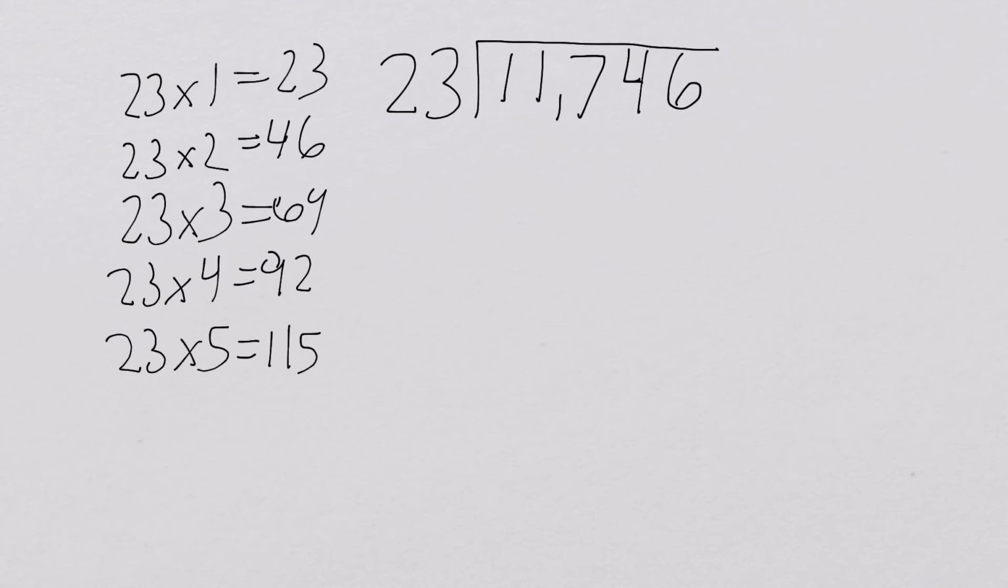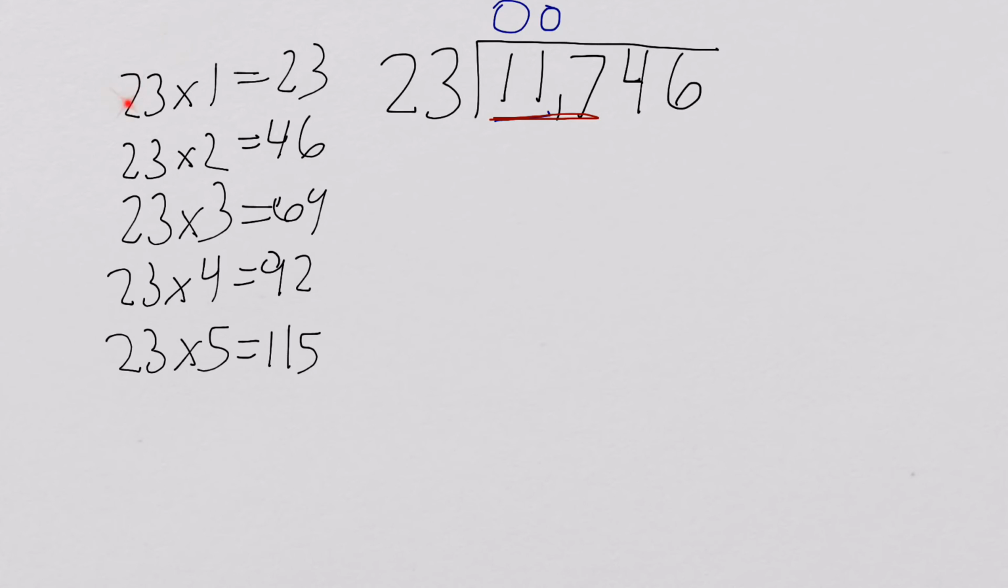Start off just like we always do. Can 23 go into 1? No. So we put a 0 up top. Now we work with 11. Can 23 go into 11? Now this is the first time where we have to say no. 23 can't go into 11, so I have to put a second 0 up top. And now we actually use the first 3 digits, and we're dealing with 117 now. Couldn't use the 1, couldn't use 11, we have to use 117.